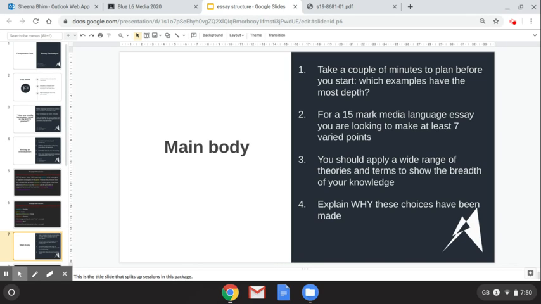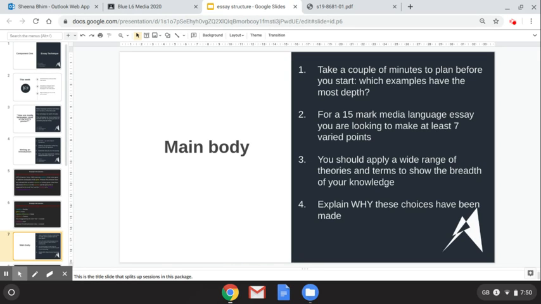For a 15 marker, you're looking at making at least 7 varied points where you give a very clear example, an application of the terms or the theory, and a demonstration of your main argument. So what meaning is created or what is the purpose? Why has that been done?